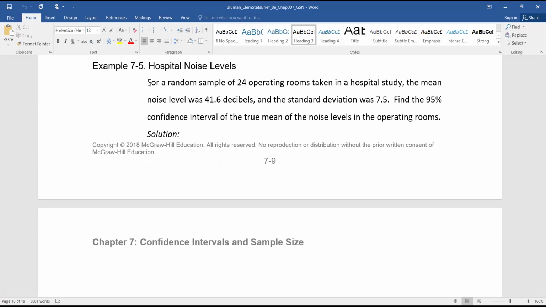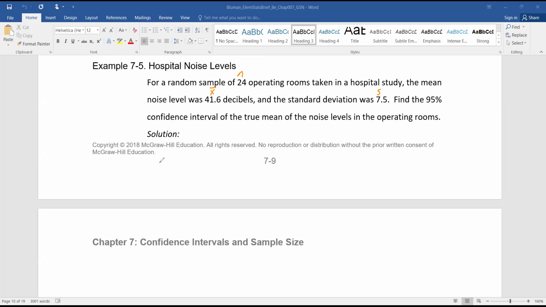So here we go. So a random sample of 24, that's my N. It's less than 30. Taken in a hospital study. The mean noise was this. So this is my sample mean. And the standard deviation, again, for the sample. So this would be S. And we're going to find the 95% confidence interval of the true mean of the noise level in operating rooms.